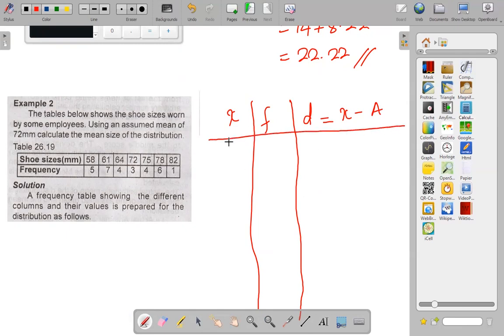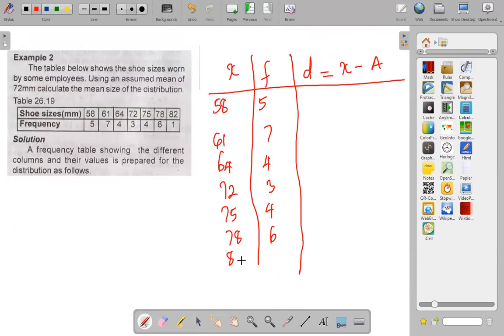The first set of data that we have is 58, the frequency is 5. We have 61, the frequency is 7. We have 64, the frequency is 4. We have 72, the frequency is 3. We have 75, the frequency is 4. We have 78, the frequency is 6. Then lastly we have 82, the frequency is 1.